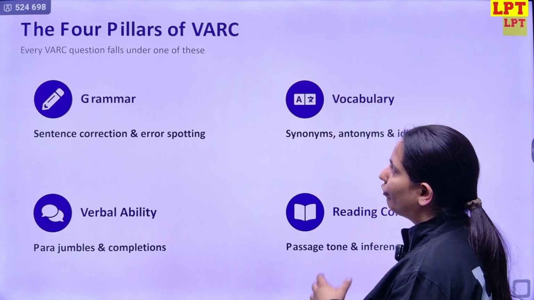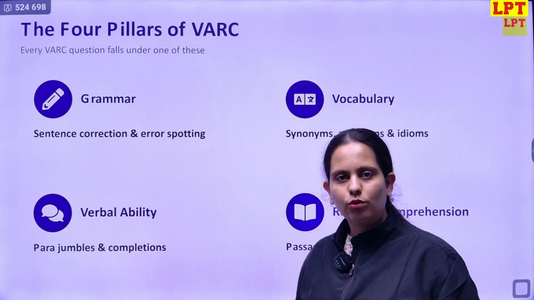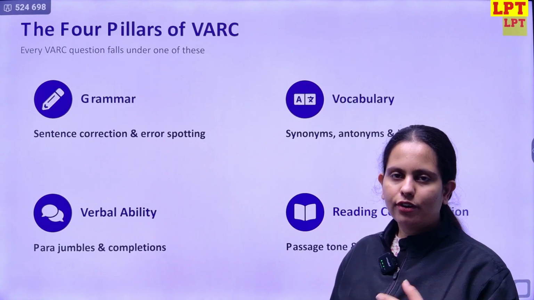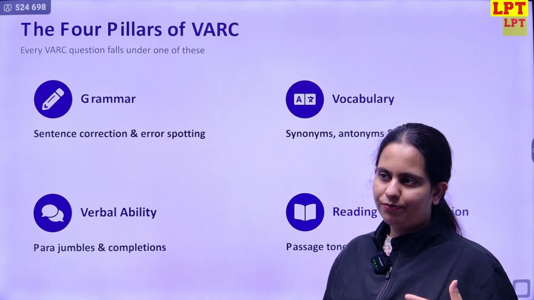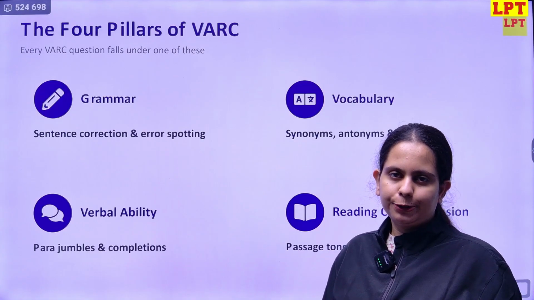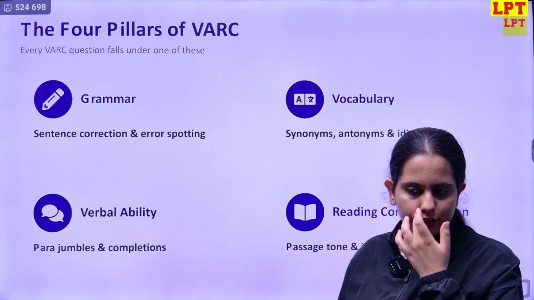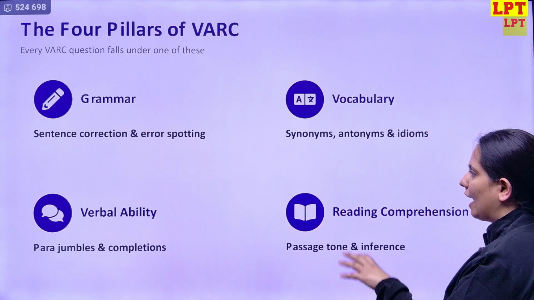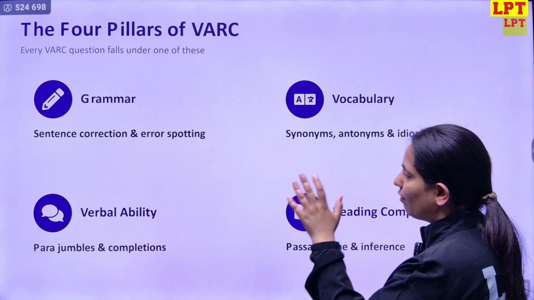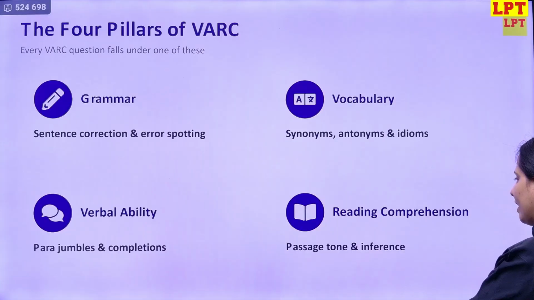Moving forward to the 4 pillars of VARC. Now what are the 4 key elements of the VARC? So whenever we talk about VARC, that eventually means the English language over here, right? So we have the 4 sections for that, and for that we have the grammar section, we have vocabulary, we have verbal ability, and we have reading comprehension.